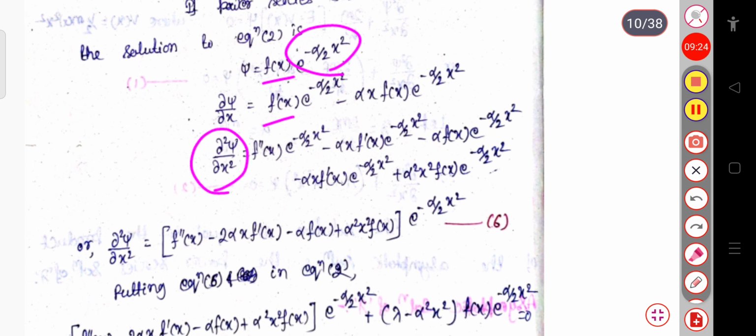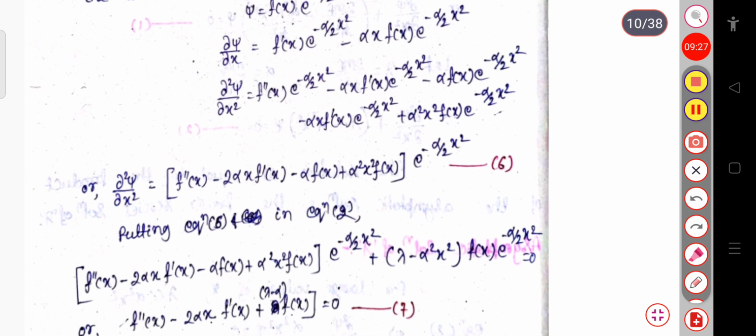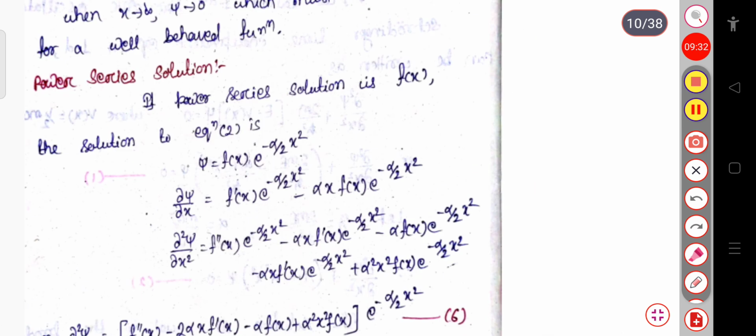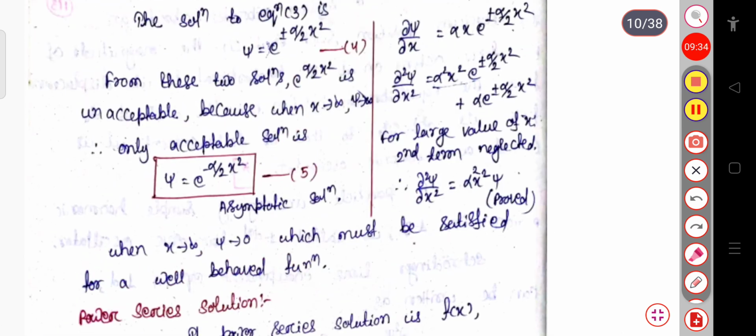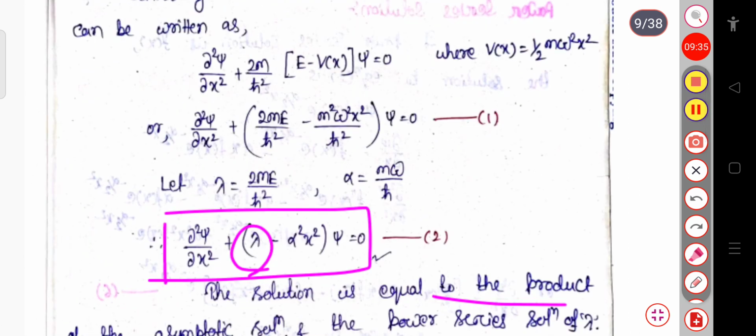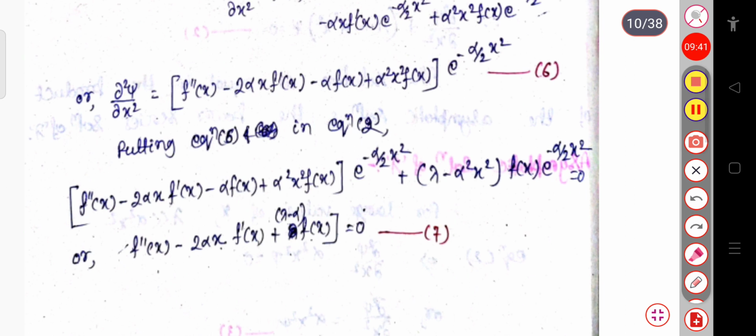After solving this, you can see equation number 6 is d square psi by dx square. Now if I put all this in equation 2, that is in the expression d square psi by dx square plus lambda minus alpha square x square psi equal to 0, the value of d square psi by dx square equal to this much, plus lambda minus alpha square x square into psi, is equal to 0.